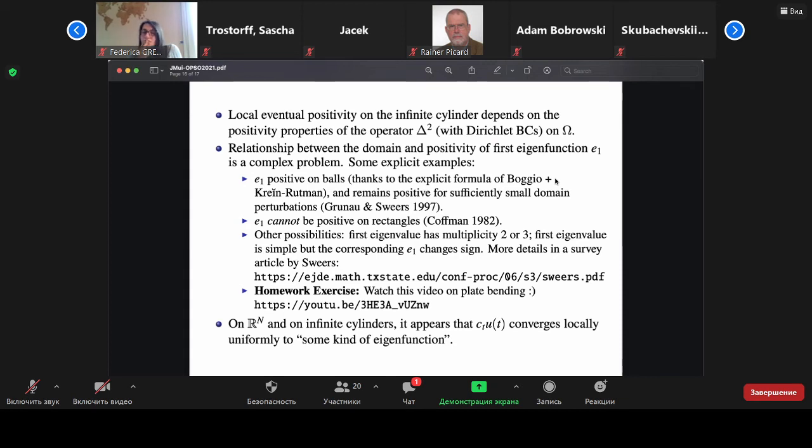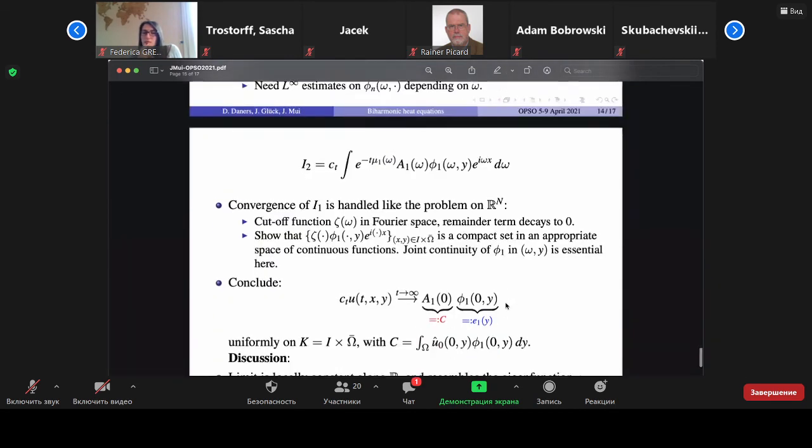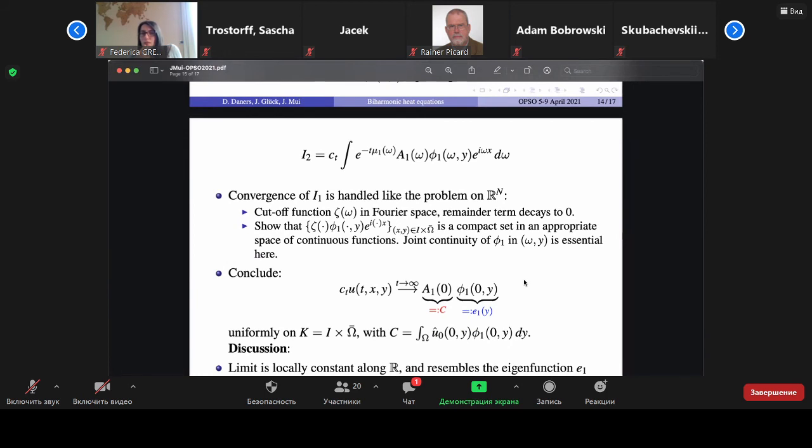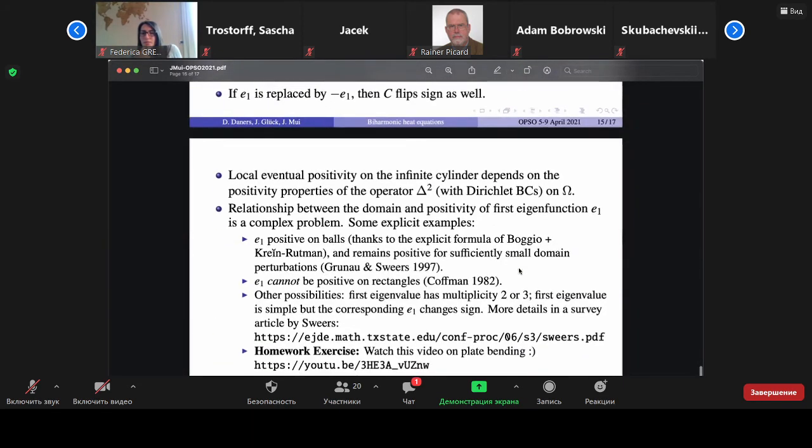So just to close my talk, I just want to say a few words about possible extensions of this result. What we notice is that on both Rn and on the infinite cylinder, when you identify the blow-up sequence, then this CT times the solution converges locally uniformly to what could be called some kind of eigenfunction. Here, this phi1 is an eigenfunction on the domain omega, but of course it's not really an eigenfunction on the whole cylinder. And then on the Rn problem, it's locally constant.